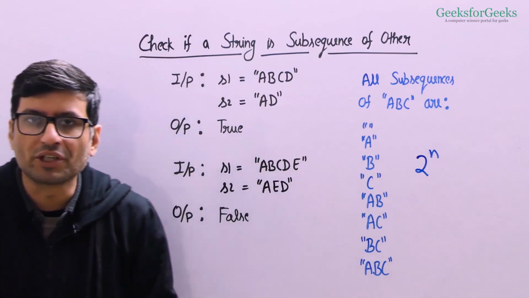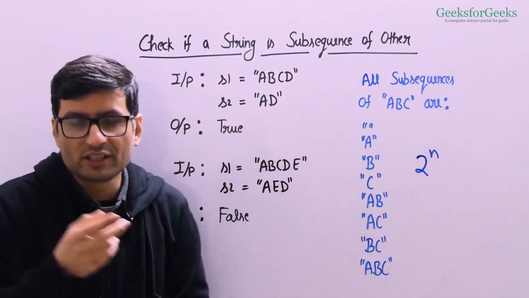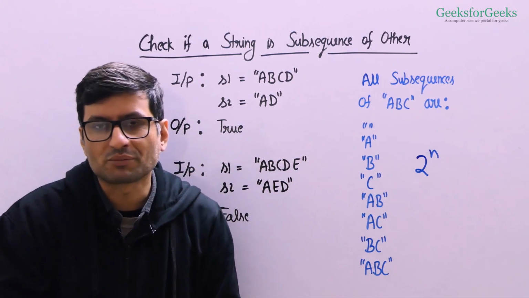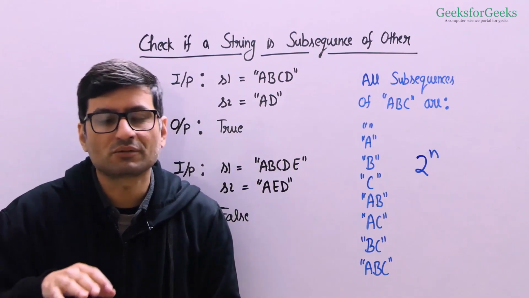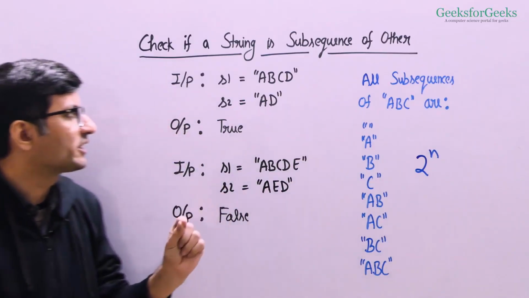Now, please pause this video. Try to write down a function that takes a string s1 and another string s2, returns a boolean value, returns true if s2 is a subsequence of s1, otherwise returns false. So now we understand subsequences. Let's take a look at the examples.